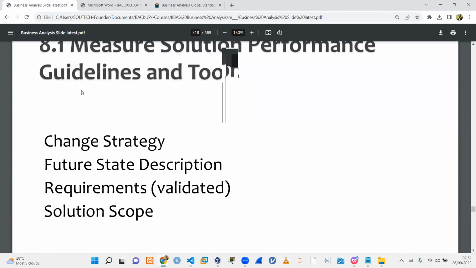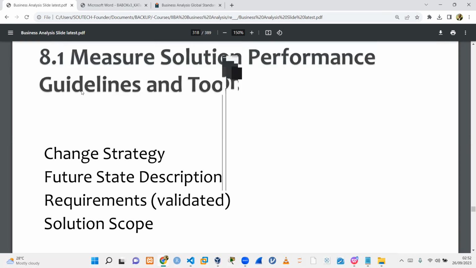So what are some of the guidelines and tools? So you have change strategy, future state description, requirements that are validated, and your solution scope. These are the things that can guide you. So if you don't have what your change strategy is, then it might be difficult for you to measure your solution performance, right? If you don't know what your future state description is, then it might be difficult for you to also do a concise and well-targeted solution performance.